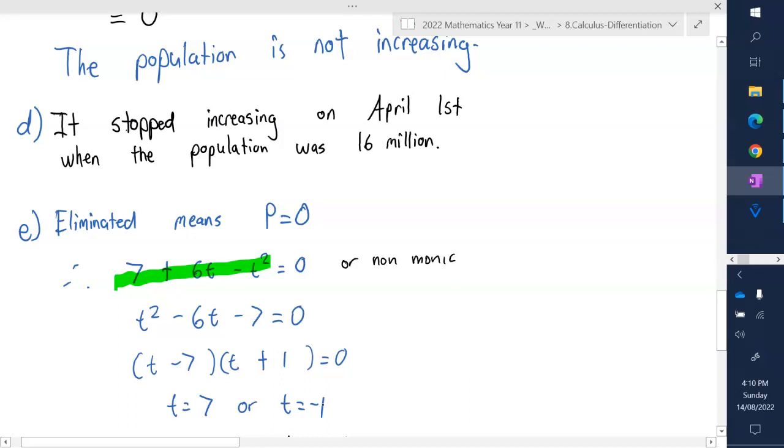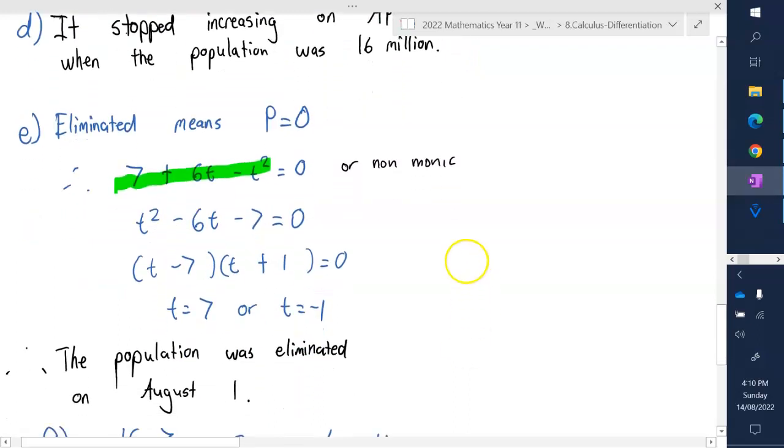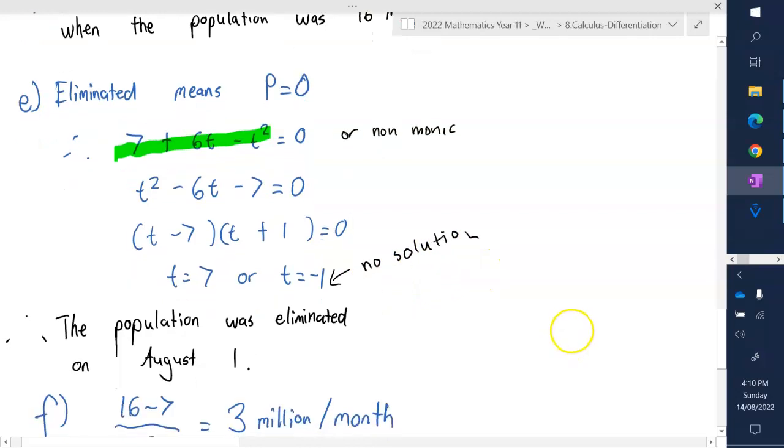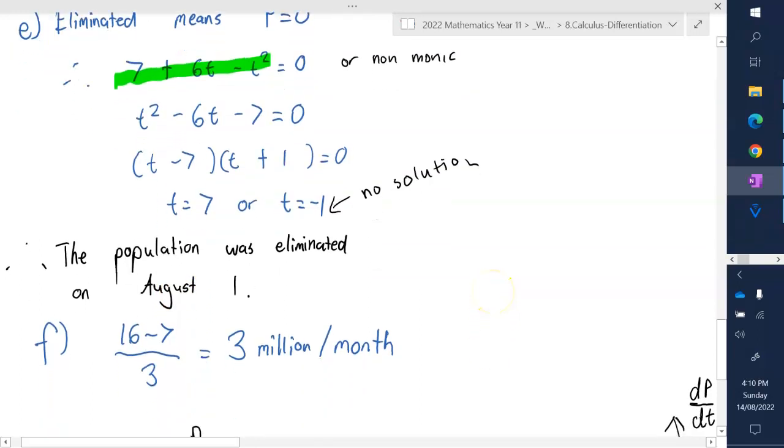Now, not both answers. We don't want both answers. We're going to think what's happening. We can't have a minus 1 for time because we started measuring at time equals 0, which was the 1st of January. So there's going to be no solution for this one. And what we're going to find is that t = 7 was the time when our population was equal to 0. And if you count through, the time when that happens, t = 7, is the 1st of August. So it is counting 7 months along from the 1st of January. Okay, we're nearly there.